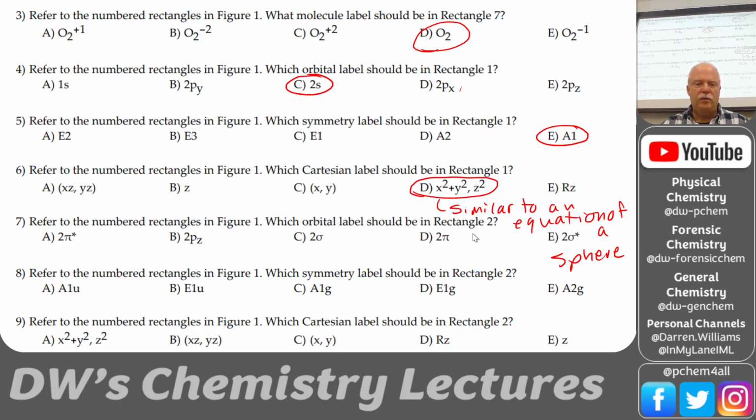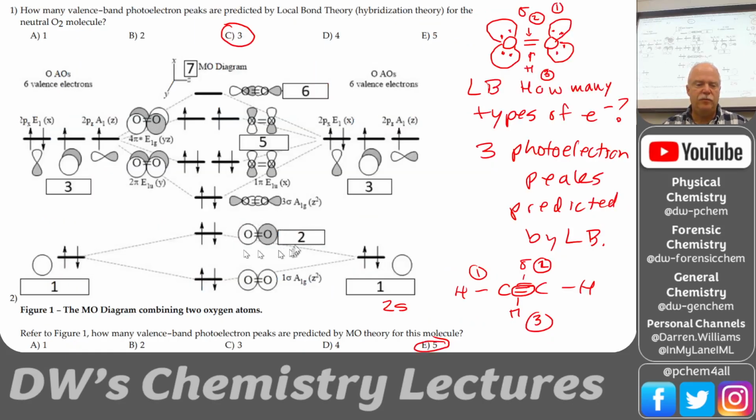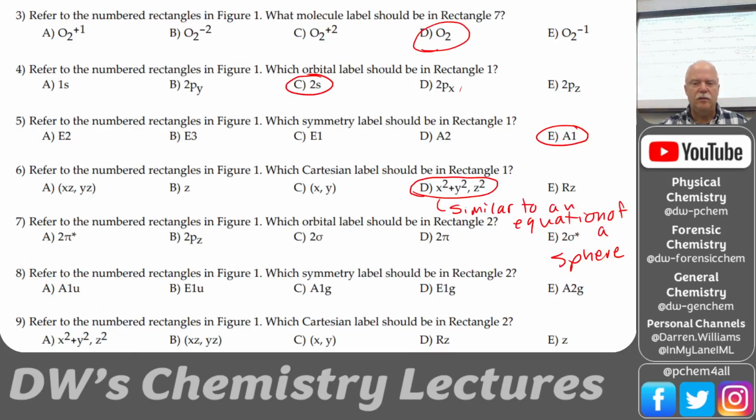Okay, which orbital label should be in rectangle 2? So here's rectangle 2. We're going to label that orbital. We're labeling the orbital with sigmas and pi's. And so what would this one be? Yep, 2 sigma star. So that's here.